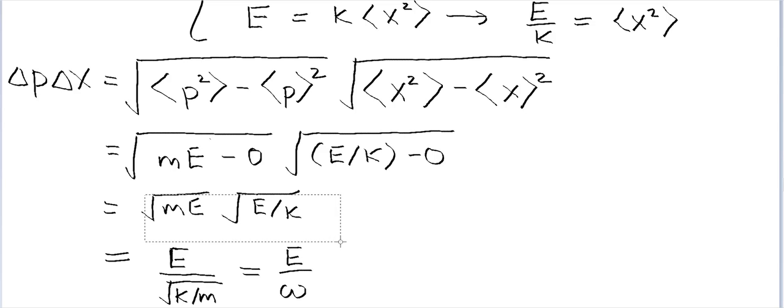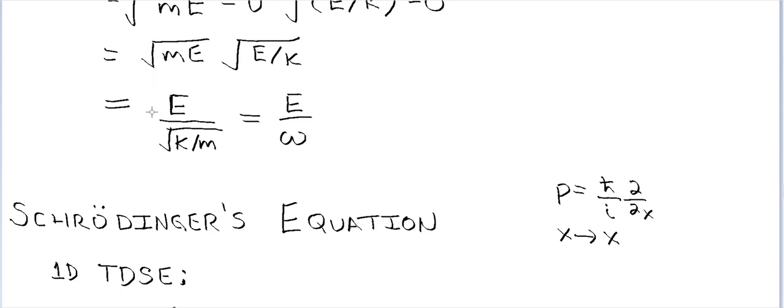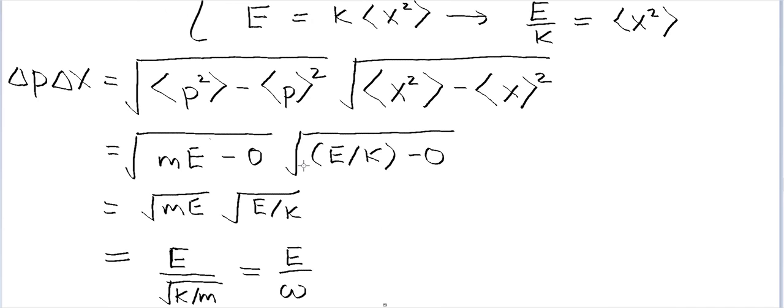Multiplying these things together, we get E times the square root of m over k, which we could also write as E divided by the square root of k over m. But we already defined the square root of k over m as omega. And so what we're seeing here is that there is a relationship that we can draw for delta p delta x.